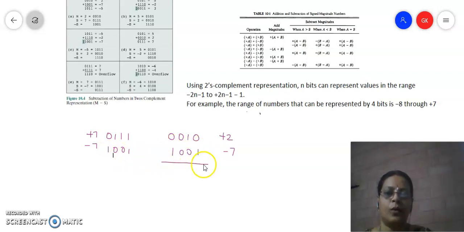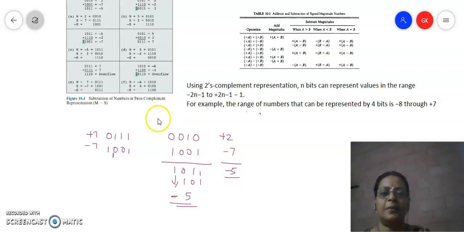Now you do the addition. It is 1 1 0 1. How will you interpret this number? It is a negative number, since 1 means negative. You have to take the 2's complement of this number. It is 1 0 1. So 101 is nothing but minus 5. So when I add minus 7 plus 2, you should get only minus 5.